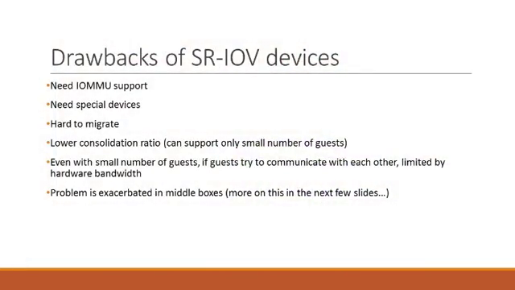But these devices come with some drawbacks because they have a limited number of queues. So you can support only as many guests as the number of queues inside those devices. These devices are hard to migrate. They need extra hardware support, and even with a small number of guests, if these guests try to communicate with each other, they are limited by the hardware device bandwidth. And I will show next that this problem occurs in network function virtualization.